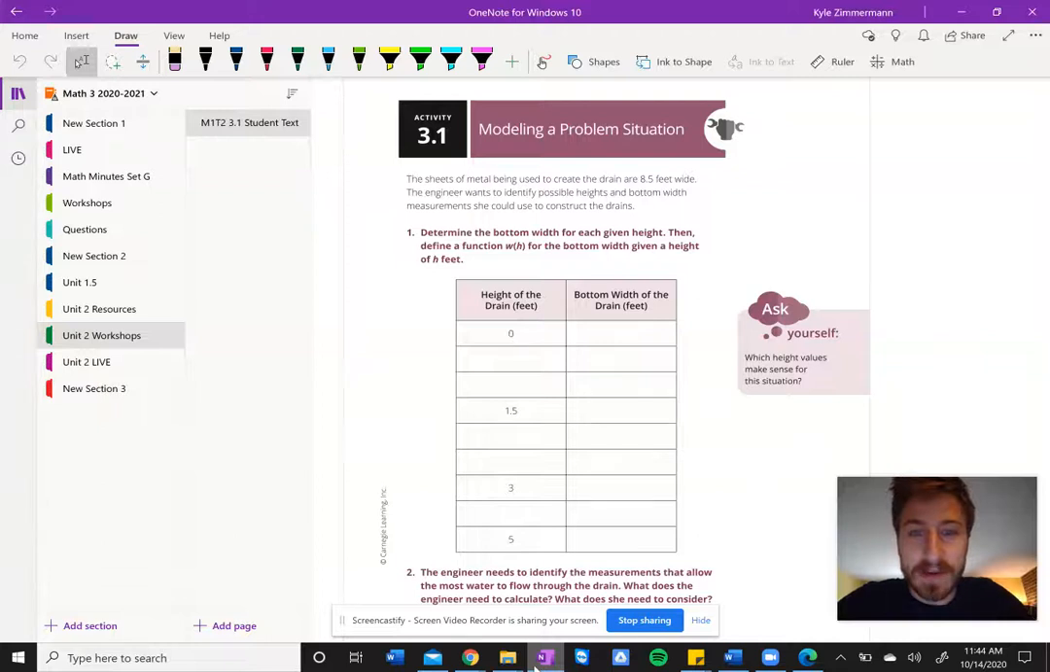Team, it's Mr. Z, and we're going to continue to model situations in the real world with functions. So let's dive on in.